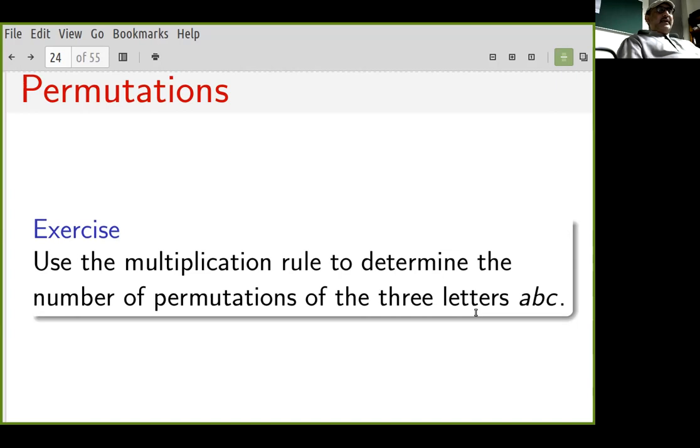Now, how many ways are there to pick the second letter? Well, I already picked one of them, so there's two letters left over. So there's two ways to pick the second one. How many ways to choose what to write into the third slot? Well, I picked the other two letters already, so there's one letter left to write. Okay, so 3 times 2 times 1 is 6. There are 6 permutations of the three letters ABC.